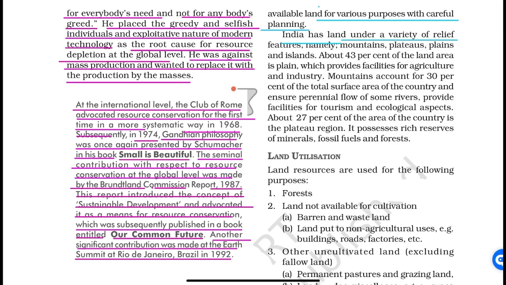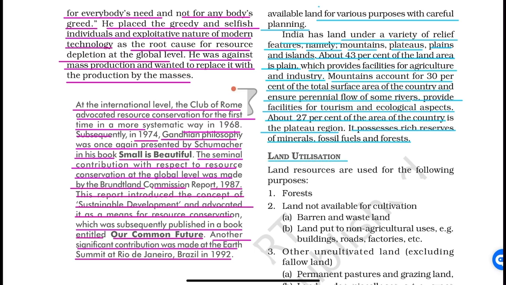India has land under a variety of relief features, namely mountains, plateaus, plains, and islands. About 43% of the land area is plain, which provides facilities for agriculture and industry. Mountains account for 30% of the total surface area of the country and ensure perennial flow of some rivers, provide facilities for tourism and ecological aspects. About 27% of the area of the country is the plateau region. It possesses rich reserves of minerals, fossil fuels, and forests.